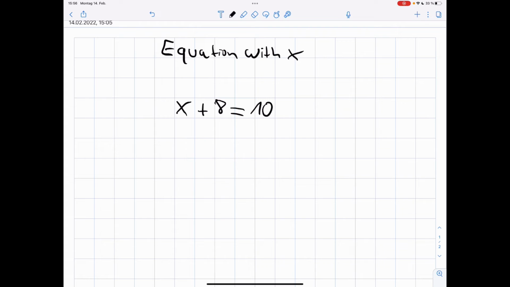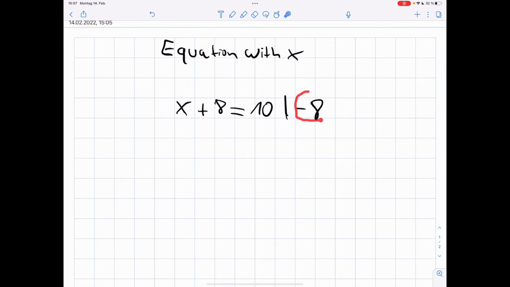So what we do is we write a line, and we say let's remove the 8 from the left, and we can do that by making this 0. We want to make that a 0 because when you add a 0, you can leave it out, and we do that by subtracting 8 from both sides.